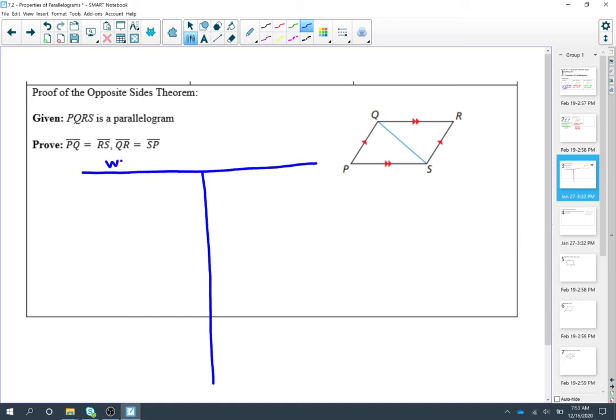We're going to set up our work. We're going to set up our reasons. And all that we're given here is that PQRS is a parallelogram. So number one, PQRS is a parallelogram. And that is our given.